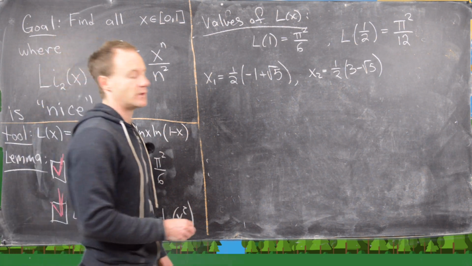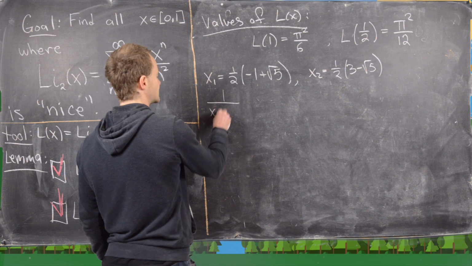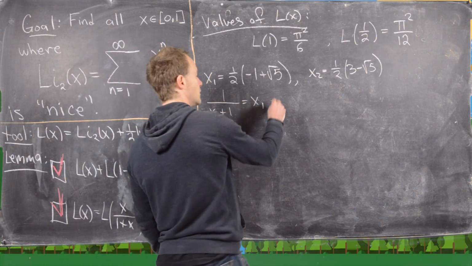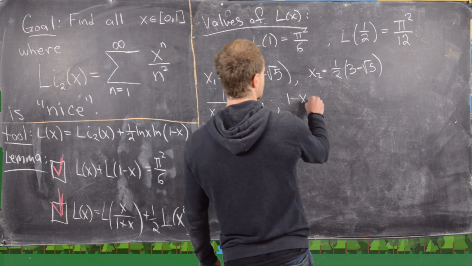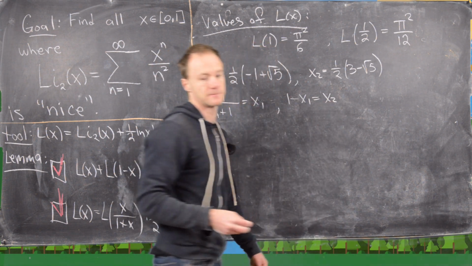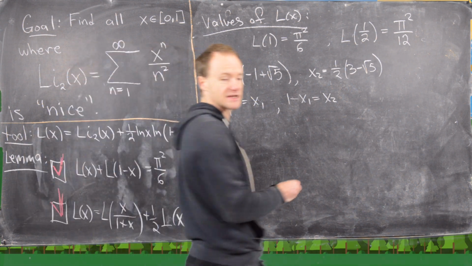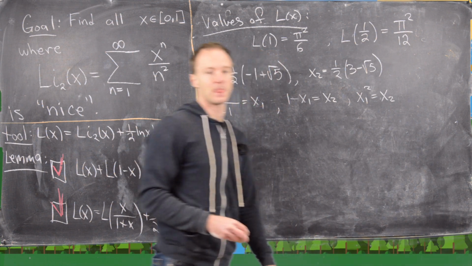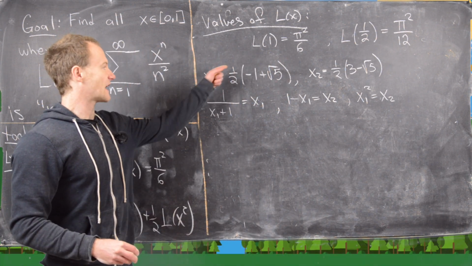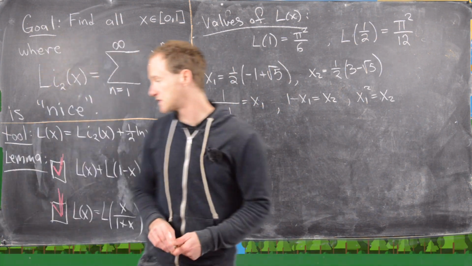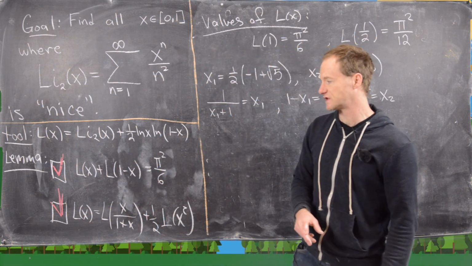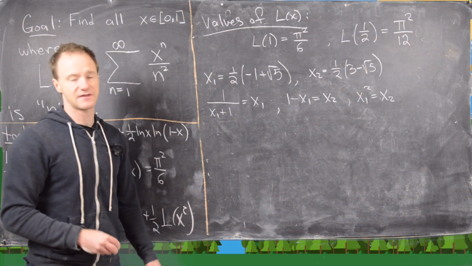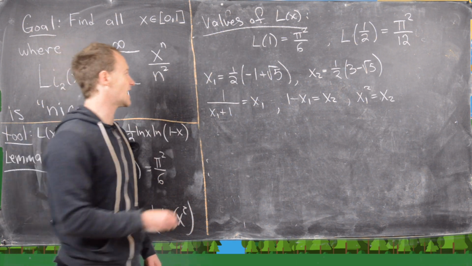For instance, we have 1 over x1 plus 1 equals x1. Okay, good. We have 1 minus x1 equals x2. And then finally, we have x1 squared also equals x2. Okay, so we can use the fact that these numbers satisfy these rules along with these two equations that we proved in order to find values of L of x at this x1 and x2. So let's see how that goes.